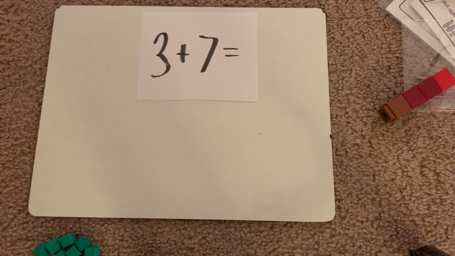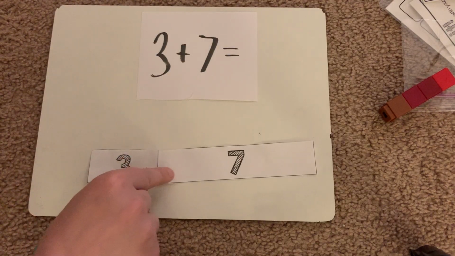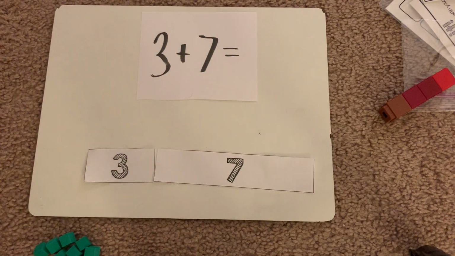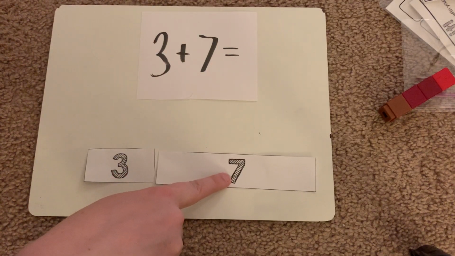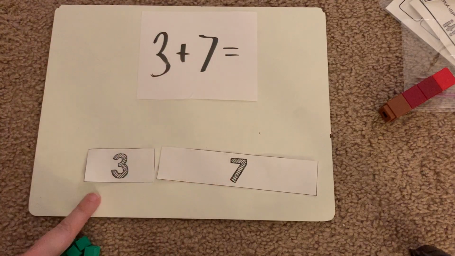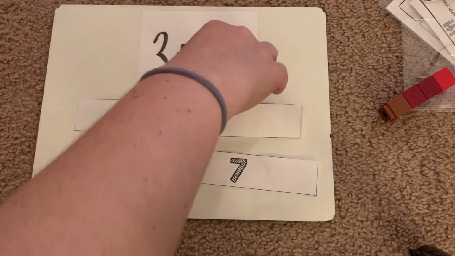So let me find those 2 parts. I'm going to need a 3 and a 7 on my bars. Let me find those real quick. Here's my 7. And there's my 3. And I'm going to put them right next to each other. And we are going to try and figure out how much they are all together. One way that we can do this is by counting on. So 7, put that in your head. And then let's count on 8, 9, 10. So let me find the bar that has a 10 on it. Here it is, and I'm going to put it up at the top.